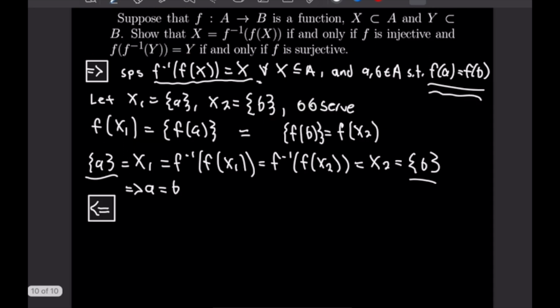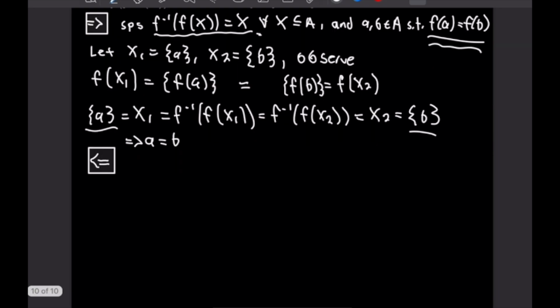And so for the reverse proof, we want to start with the assumption that f is injective and show that x is equal to the preimage of the image of x. And since we have to show a set equality here, that means we have to do this by double inclusion. So we're going to begin by supposing f is injective. So suppose f is injective.